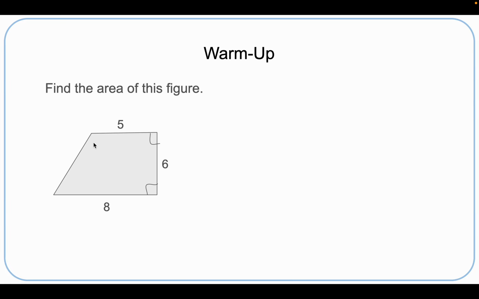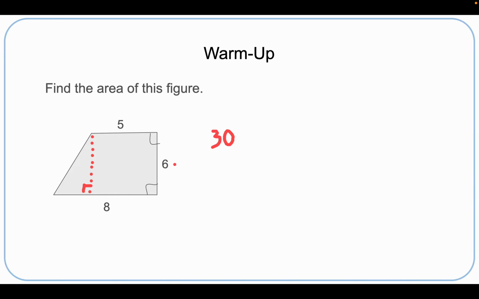Okay, so to find the area of this, we need to divide this shape into two parts. So I'm going to make a dotted line here, make a right angle there. So we have two parts. We have this triangle and we have the rectangle here. The rectangle is 5 by 6. So that is 30 square units.